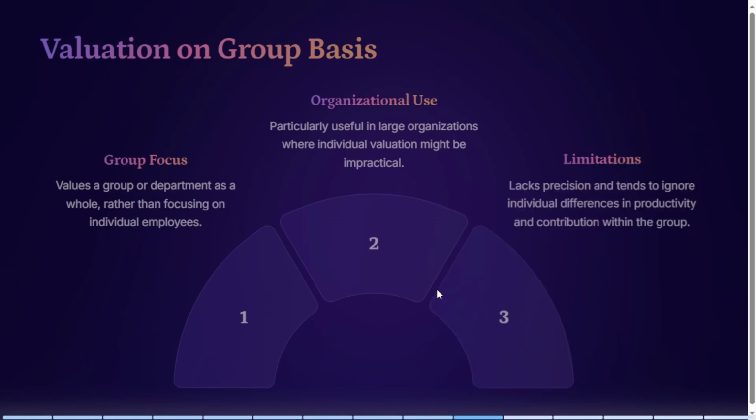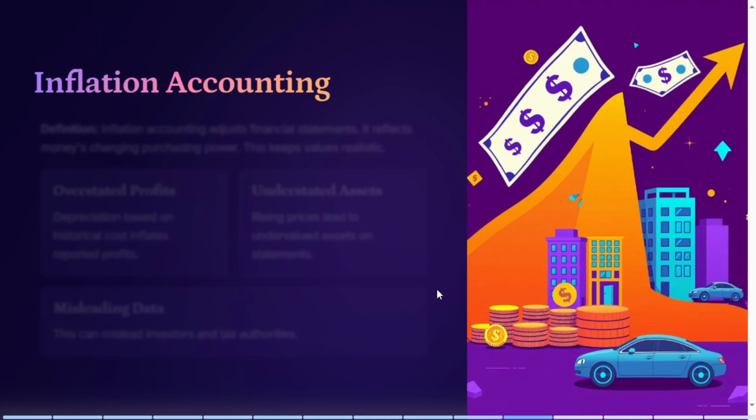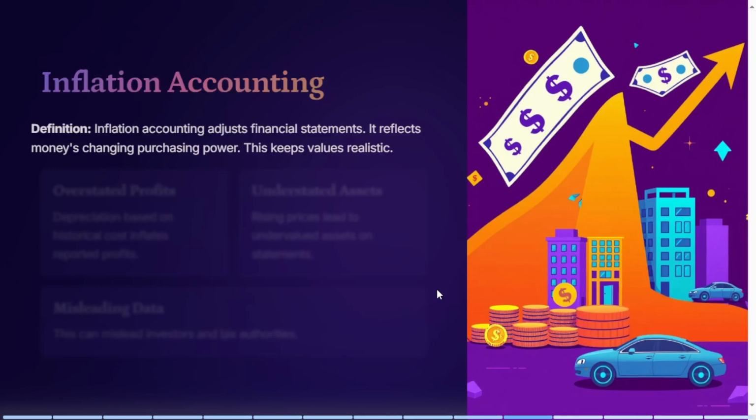Let's move to inflation accounting. What is inflation accounting? Inflation accounting adjusts financial statements to reflect money's changing purchasing power, keeping value realistic in times of rising prices. Think about it this way: if you bought a machine for rupees 1 lakh 5 years ago, is it fair to still show it at historical cost when similar machines now cost rupees 1.5 lakh due to inflation? Inflation accounting says no.